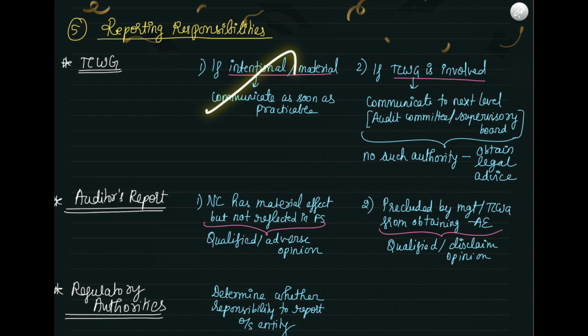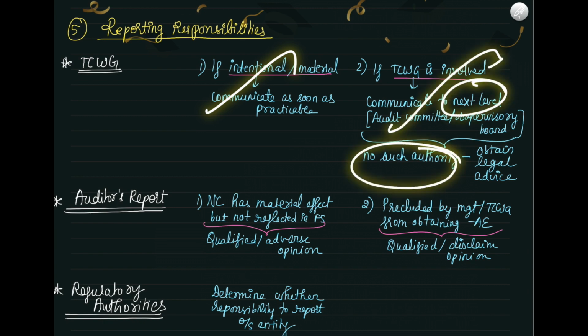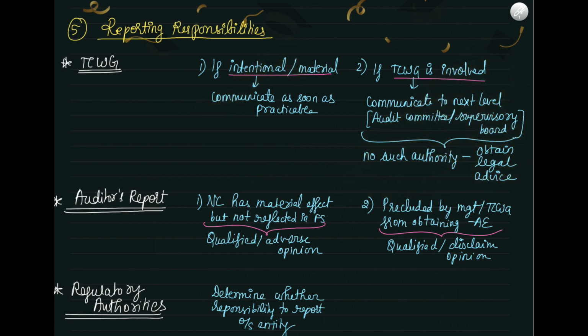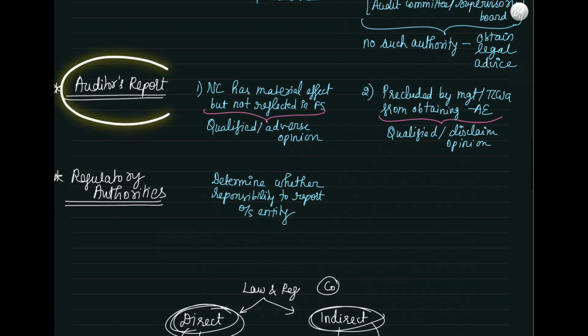First communicate to TCWG. If you think they are involved, communicate to the next level. If there is no next level, obtain legal advice. So this was the reporting responsibilities related to TCWG, how you have to report to TCWG. Next is in an auditor's report. In your audit report, what you have to report.